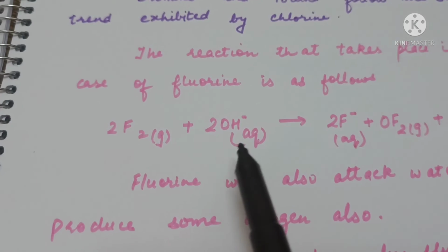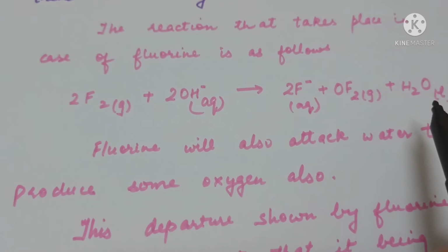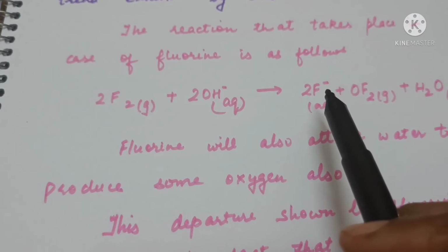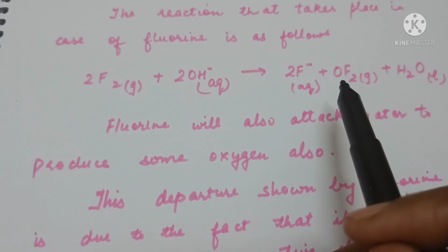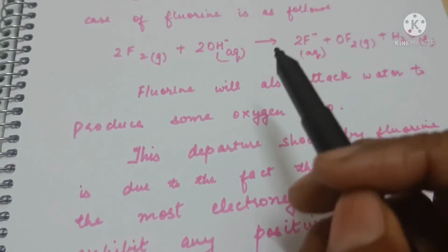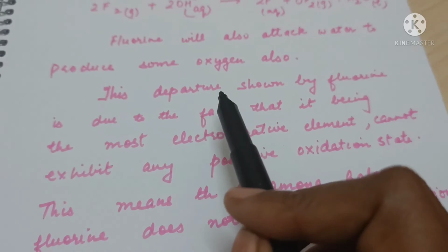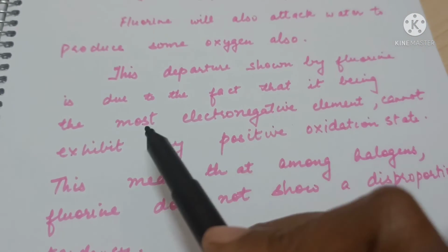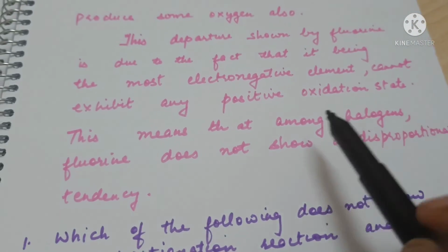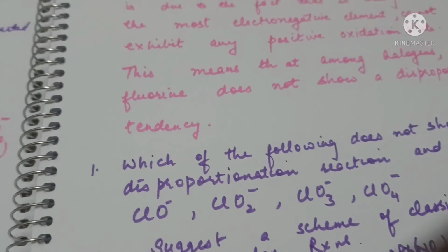Fluorine will react with alkaline hydroxide ions to form fluoride ions, oxygen difluoride, and water. The oxidation state can decrease from 0 to -1, but it cannot exist in +1 oxidation state. So this means that it can be reduced, but it cannot be oxidized. Fluorine will attack water to produce some oxygen also. This departure shown by fluorine is due to the fact that it, being the most electronegative element, cannot exhibit any positive oxidation state. It means that amongst halogens, fluorine will not show disproportionation reaction.